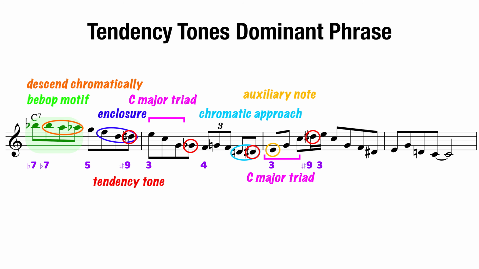We move down root, 5th, 4th, which is our diatonic tendency tone, moving into the 3rd, up to the 5th, and then we finally finish the phrase by using another tendency tone of the 9th to the root. So the full phrase, when we put it together, will sound like this.